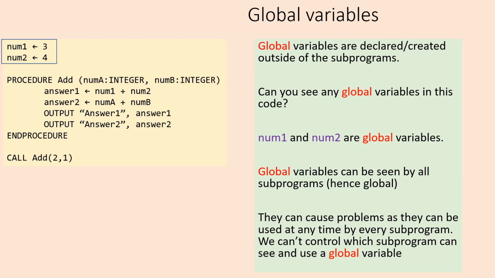But sometimes people use global variables because sometimes they make things a bit easier, because you can create two variables and you don't have to worry about subprograms seeing them or not. But it's not good practice. It's much better practice to use local variables. But it's important to know the difference and how to spot them.